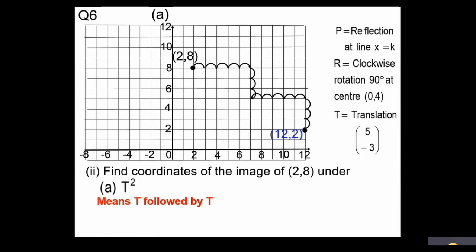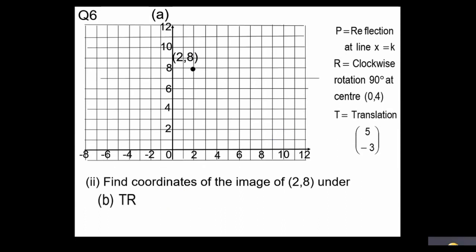Be careful. This question every student must know, so don't be careless. This one, R is first here, so do the rotation first. Plot the center. Now it is clockwise, so you count 1, 2, 1, 2, 3, 4. After this, you need to do translation (5, -3): 1, 2, 3, 4, 5, then 1, 2, 3.